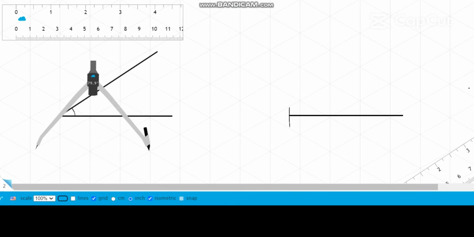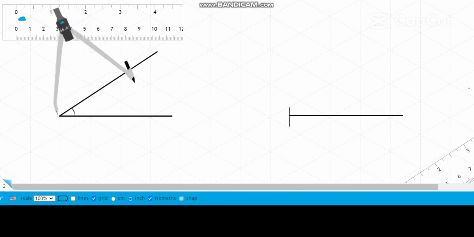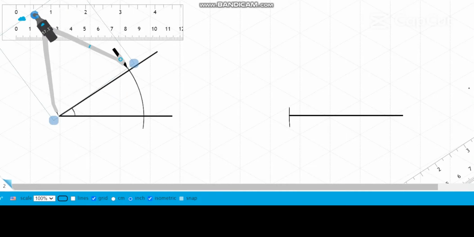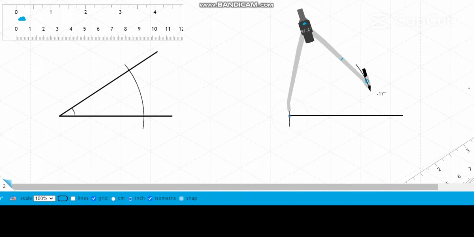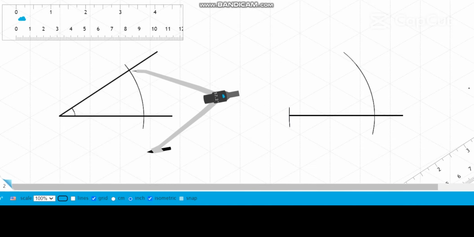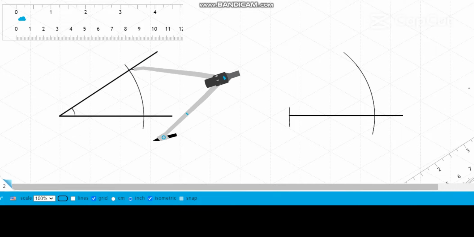Measure the distance between the intersections of the arc. On the other line's opposite endpoint, create an arc that intersects the previous arc using the previous radius. Connect the vertex and the intersection to create the same angle.